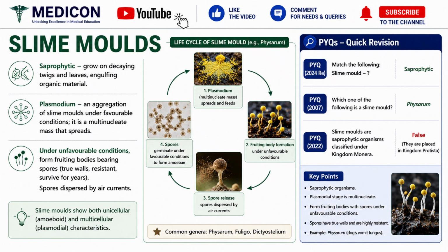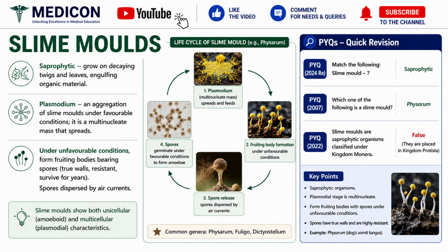In the life cycle of slime molds, first comes the plasmodium stage, that is a multinucleate mass that spreads and feeds. Then comes fruiting body formation under unfavorable conditions. Then there is spore release, with spores dispersed by air currents. Then the spores germinate under favorable conditions to form amoebae. So the amoeboid and the plasmodial lifestyles are both seen in slime molds. This topic is very important because the behavior of the slime mold is unique and characteristic.